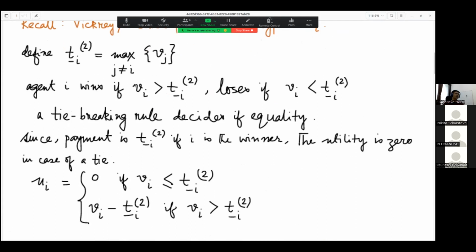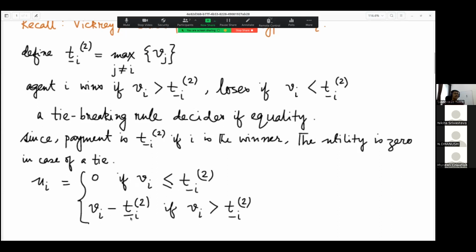So if the player I wins, then it will pay this amount. For all the cases where it is smaller than t minus I2, it loses the object, so its utility will be 0. And if it is equal, then it also pays the second highest bid, so the difference will also be equal to 0. Essentially, the final outcome will be vI minus t minus I2, which is going to be 0 in all these cases.